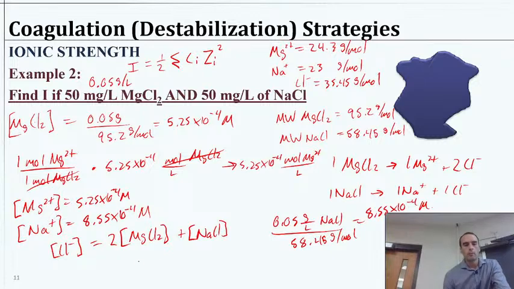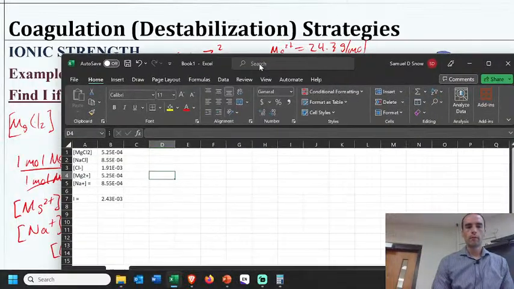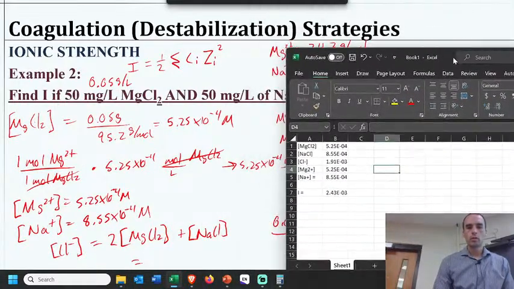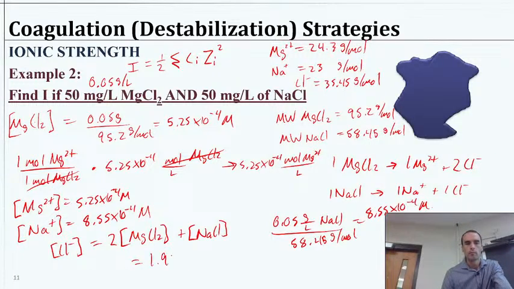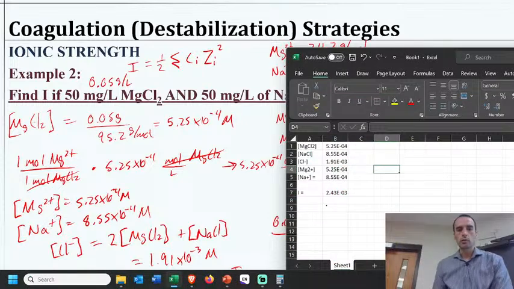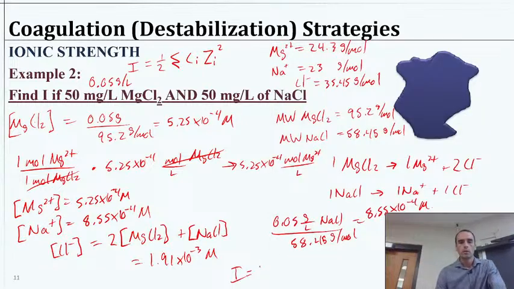So this comes out to be, when you do that math, I'll just go ahead and pull up the Excel sheet for you. That comes out to be, the chloride is 1.91 times 10 to the minus 3rd. And when you do your ionic strength, I'll write it out better in a moment, but the final answer would be 2.43 times 10 to the minus 3rd.